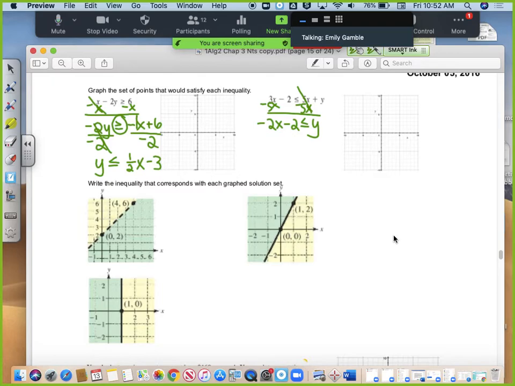This is a little bit confusing for me. I prefer to have the y first. So if I flip everything around, this will be y here. This will be negative 2x minus 2 here. Just make sure when you do flip everything around, the symbol flips with everything too. So it would be that.